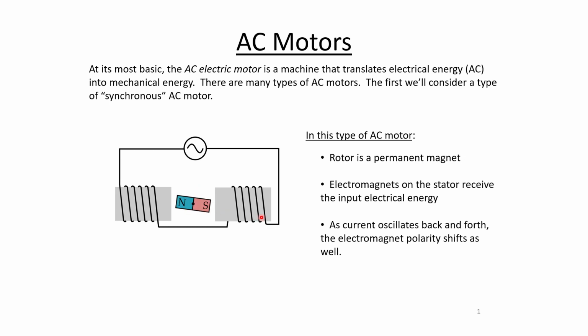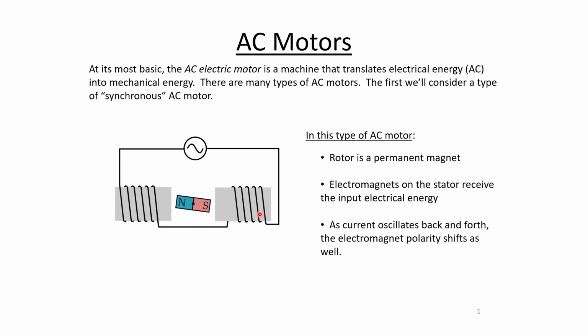All right. So as you can see here, we've got a couple of electromagnets on our stator. They're connected directly to an AC source. They're on the stator, so we can just wire them right up. There's no need for commutators or anything else that can make this some sort of sliding connection to the rotor. And as it says here, as the current oscillates back and forth, the electromagnet polarity shifts as well.